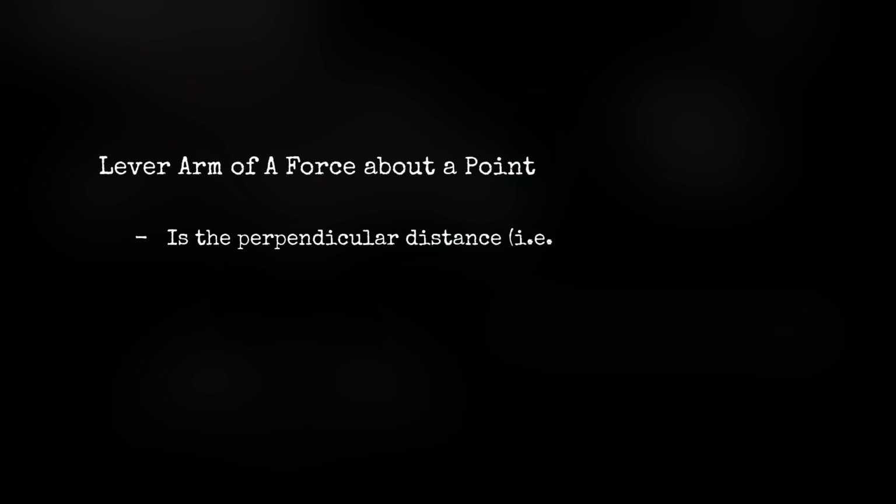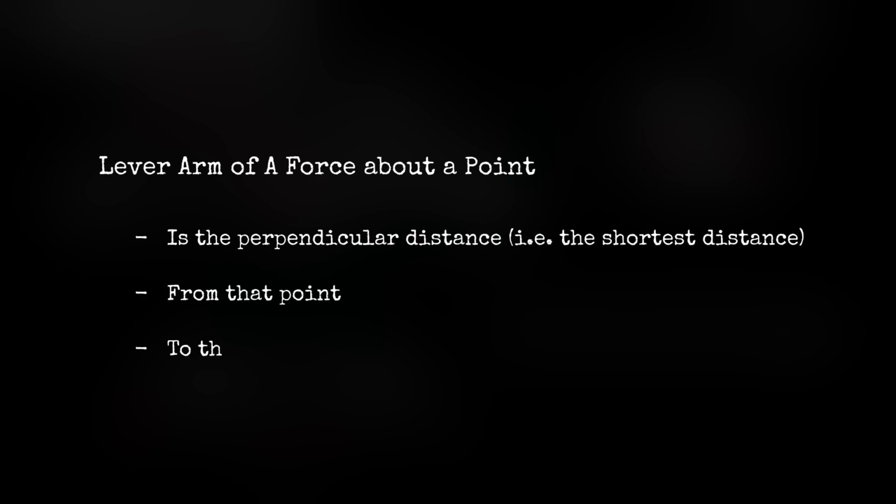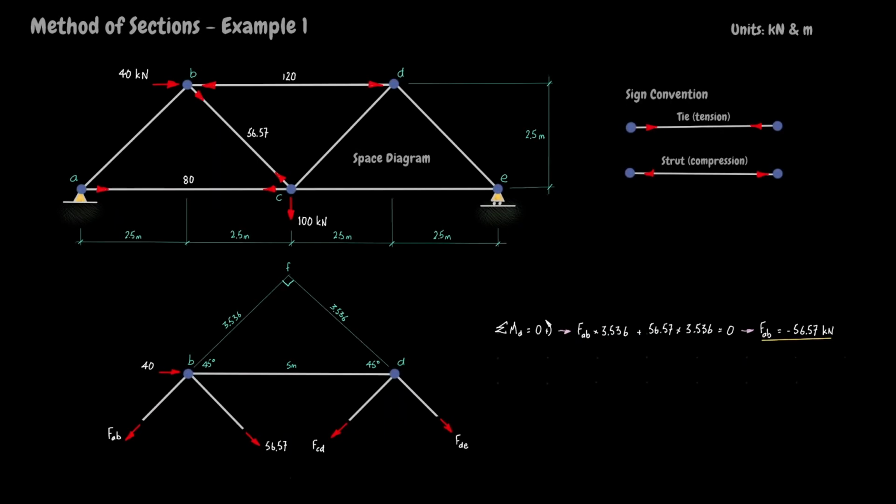And, as a quick reminder, the lever arm of a force, about a point, is the perpendicular distance from that point to the line of action of the force. For example, the lever arm of FAB is the distance from D to F. Similarly, the lever arm of the 56.57 kilonewton force is the distance from D to C, the same distance as from B to F on the sketch. Next, take moments about C to show that FAB is minus 84.85 kilonewtons.